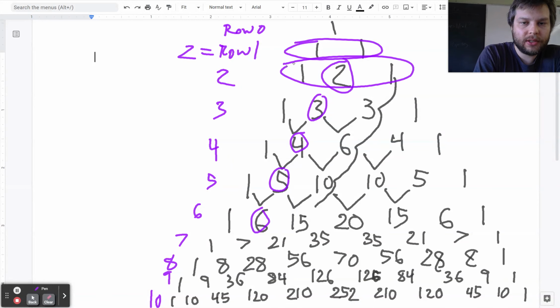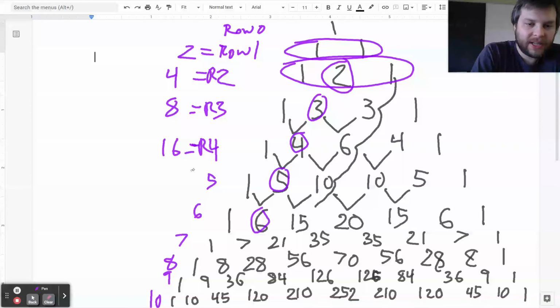1 plus 2 plus 1 makes 4. So this is row 2. Row 3, 1 plus 3 plus 3 plus 1 makes 8. Row 4 adds up to 1 plus 4 plus 6 plus 4 plus 1 makes 16. And row 5, if you add it up, you end up getting 32.